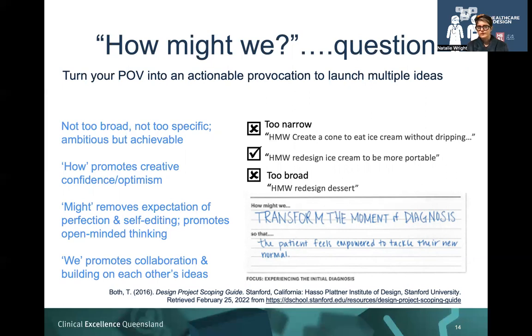So why is it called a how might we question? Well, the how really promotes this sense of creative optimism. It makes us feel as if there are a lot of different ways that we can solve this problem and that we need to be optimistic about it. The might removes the expectation of perfection and really promotes open-ended thinking. And the we promotes collaboration and the idea of building on each other's ideas.